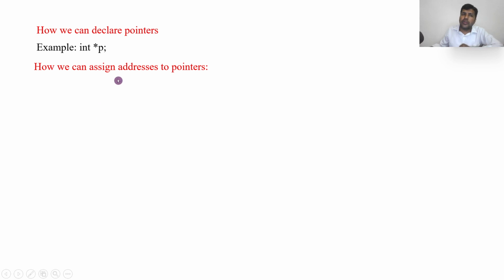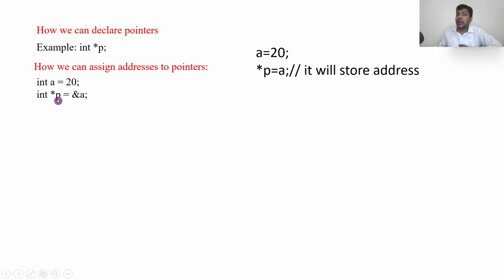And how can we assign an address to a pointer? Let us see. For example, if I take int a is equal to 20, a is a variable, and we are using asterisk, right? So now this p is a pointer variable, and remember, a pointer will store the address of a variable. That's why I am not taking a, but instead of a, I am taking int *p is equal to &a, right? So it will save the address of the variable. So a is a variable here, p is a pointer variable, and p is storing the address of a, right?